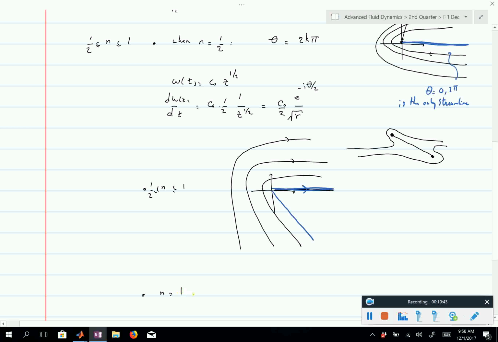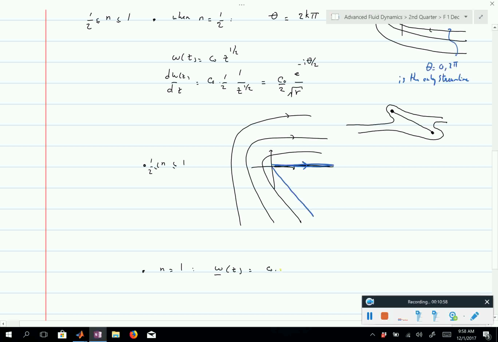So let's do n equals 1. If n equals 1, then what do we have? I have my potential, which is equal to just C0 times Z, right? So what is that potential?